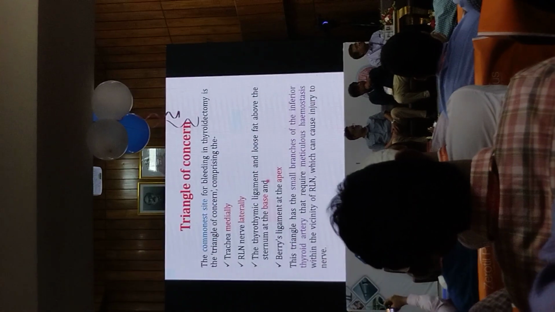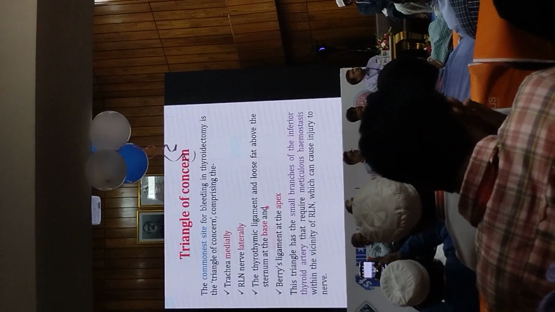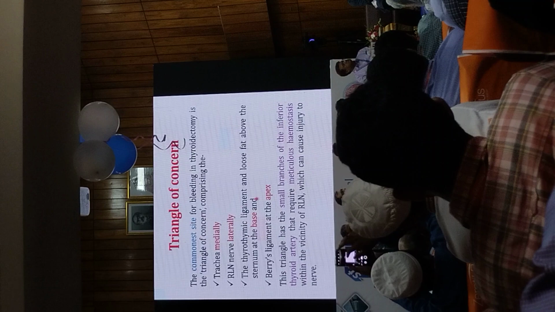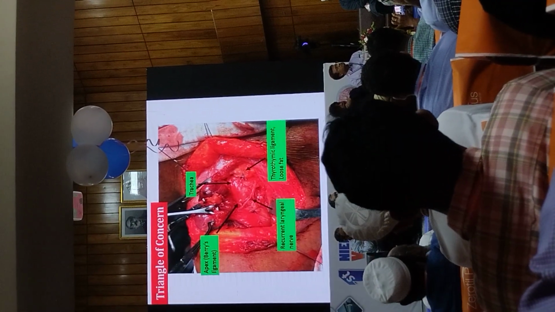And the triangle of Monson. During thyroid surgery, the surgeon faces some problems in hemostasis, or controlling the bleeding. So this is the triangle known as the triangle of Monson. What is this triangle? You see here.